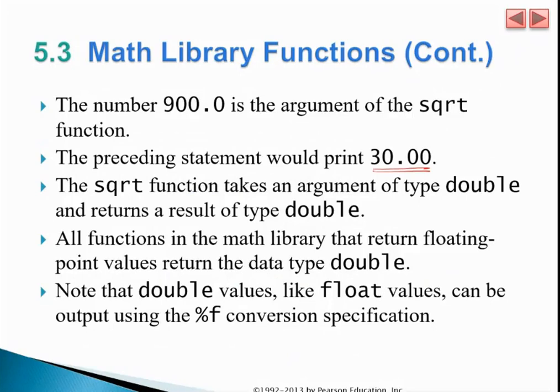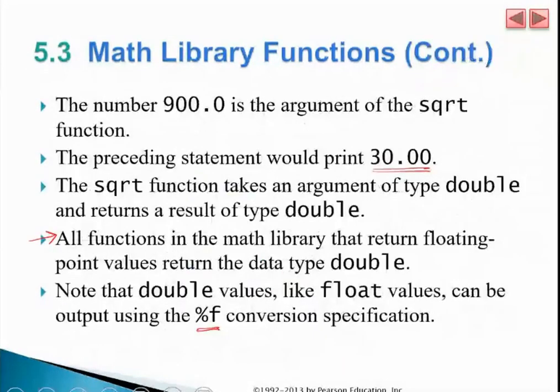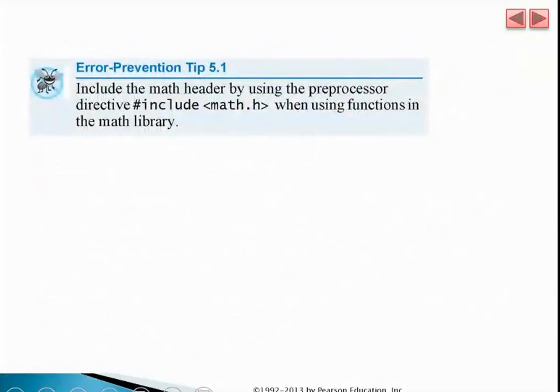Now, there is one important note here. All the functions in the math library return a floating point value, or return the data type double. Double and float can both be converted by %f. So all the functions in the math library that return a floating point value return the data type double. This is also double, and the return type is also double, right? We will see a little more about these types when we discuss prototyping.